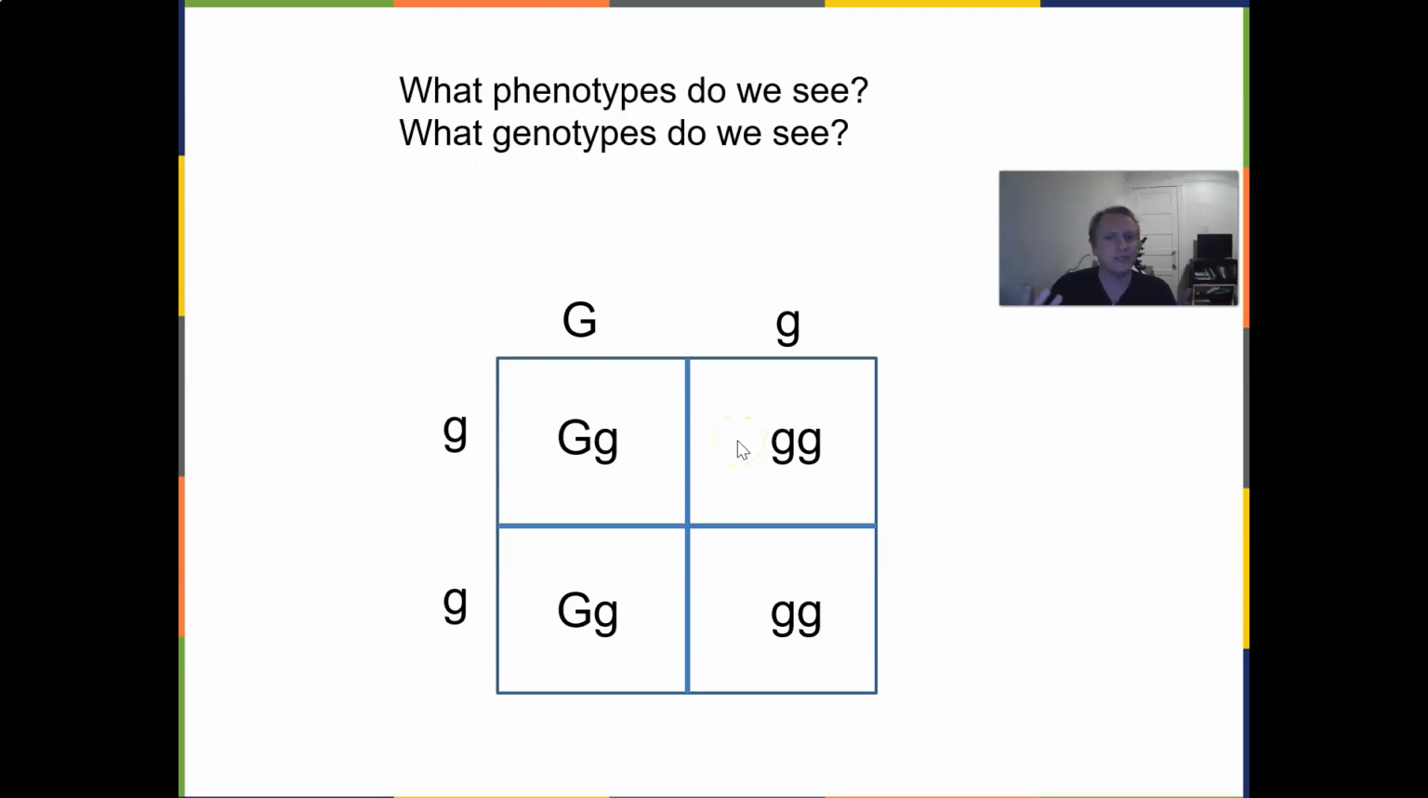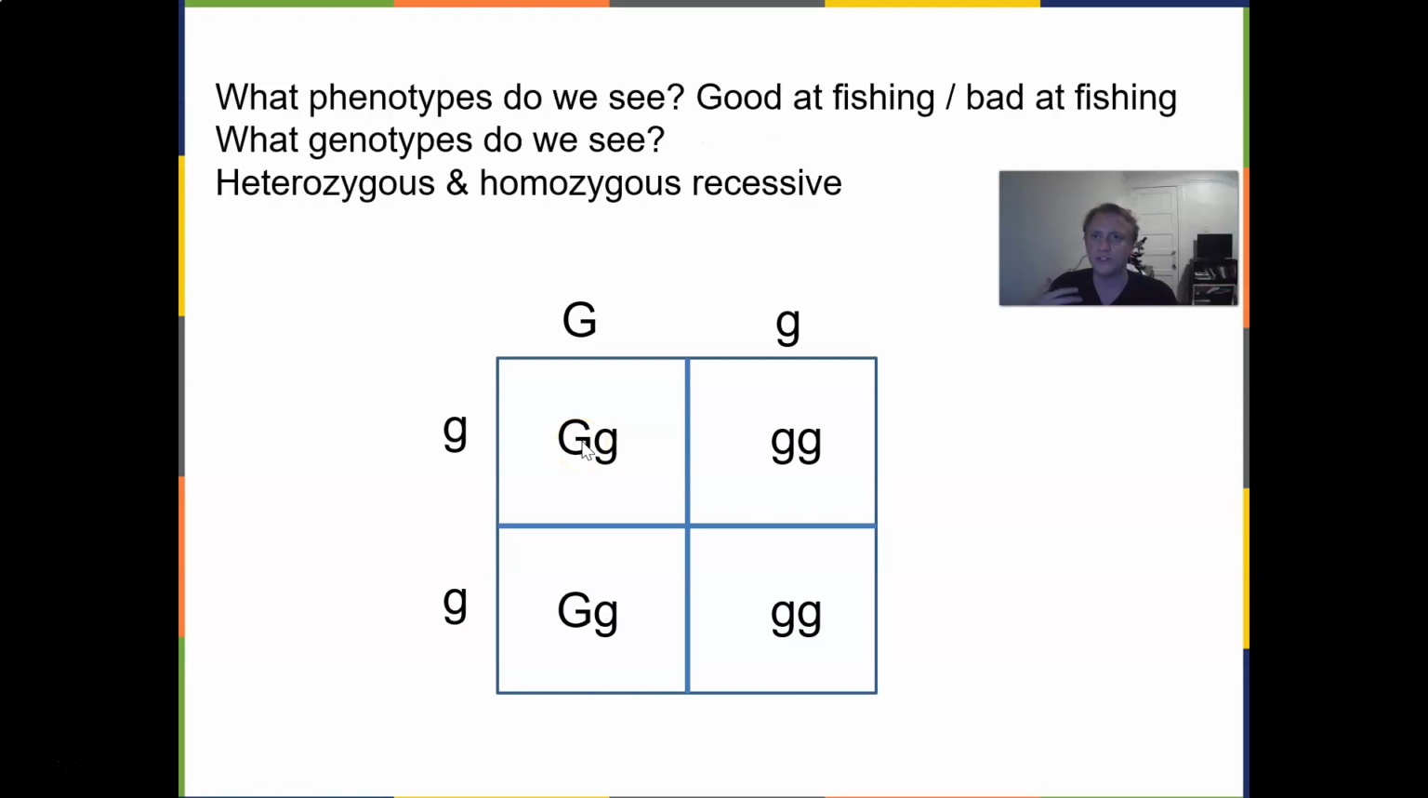So which phenotypes do we see here, and which genotypes do we see here? Remember, phenotypes are observable characteristics. So if you went down to the lake and you watched this person fishing, what would it look like? Again, dumb example, but if you were trying to see what the characteristics of this person were, it would be that they're bad at fishing, because bad at fishing is dominant. As soon as you have a capital G, you're bad at fishing. So we see good at fishing and we see bad at fishing. Okay, this person is good at fishing, this person is bad at fishing. What genotypes do we see?